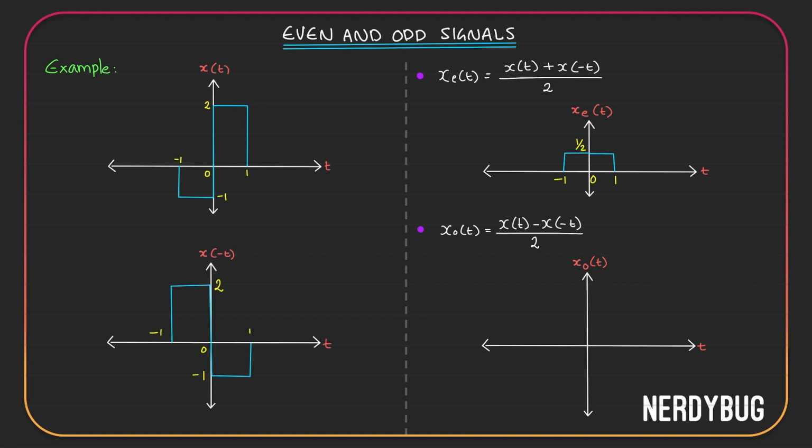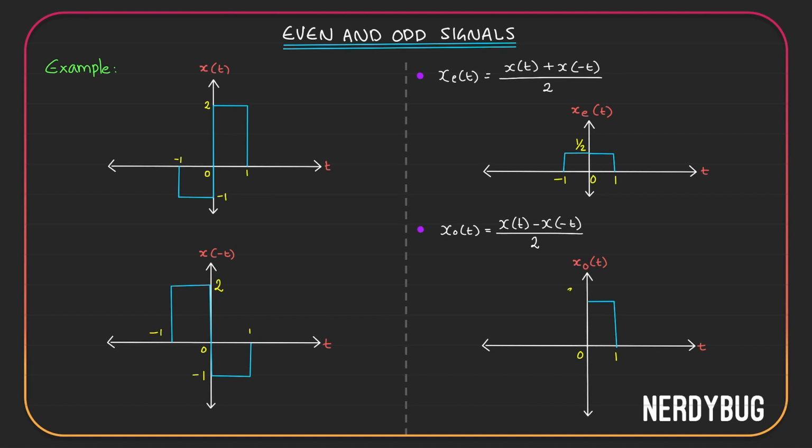Now let's try to figure out the odd component, for which we want x of t minus x of minus t divided by 2. On the right hand side, x of t is 2, x of minus t is 1. We need x of t minus x of minus t. That is 2 minus minus 1, 2 plus 1, 3. Then 3 has to be divided by 2. So we're getting 1.5 on the right hand side. So on the right hand side, it kind of looks like this.